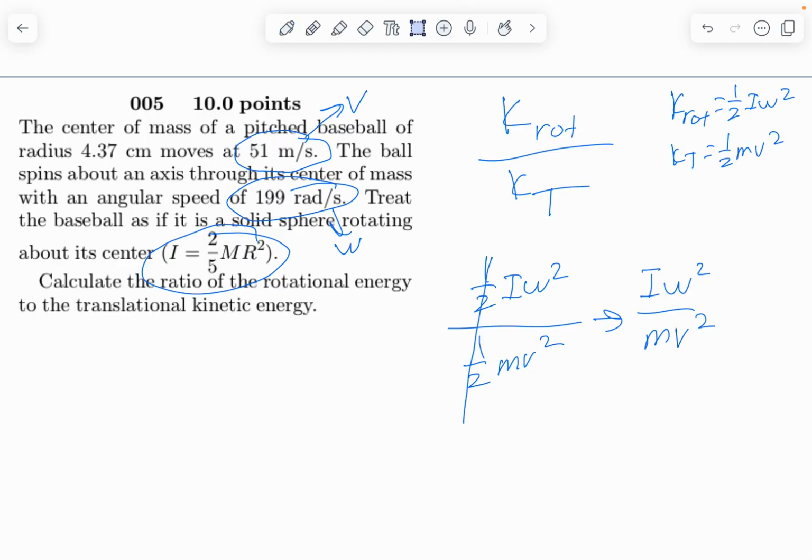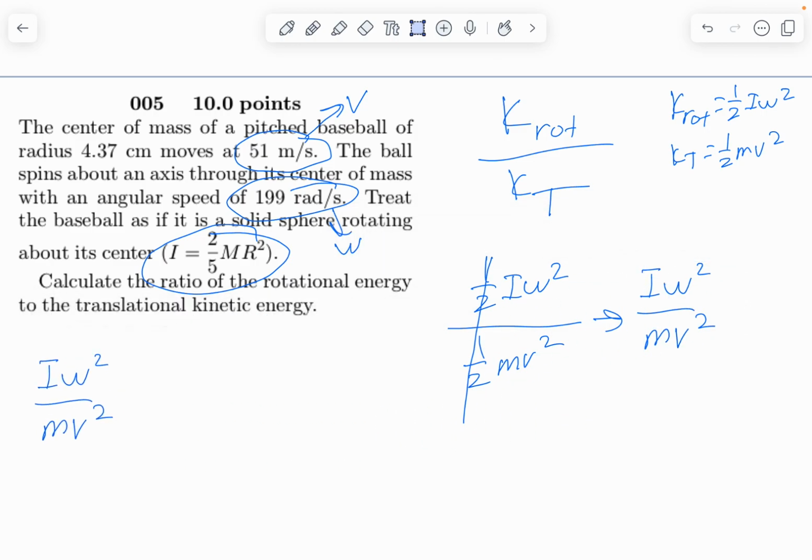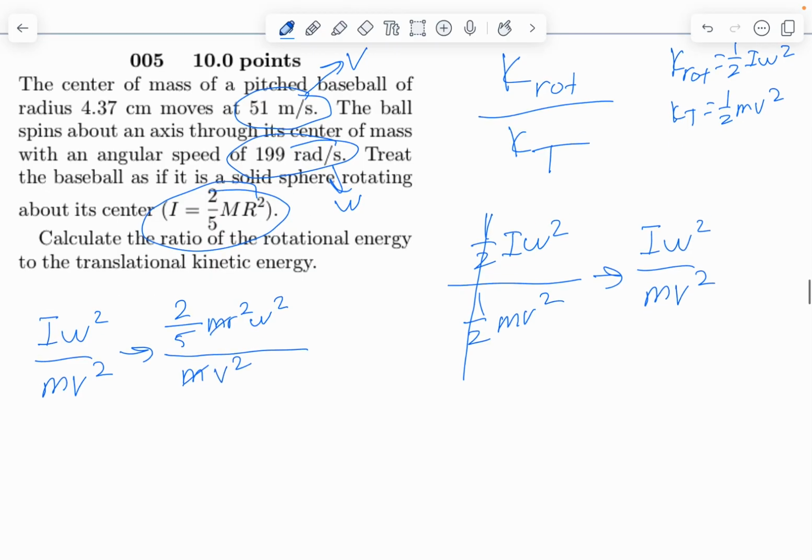So then what we'll do is instead of I, right? I'll just copy this, get myself some room. Instead of I, we'll do 2/5 mr squared. So it'll be 2/5 mr squared omega squared over mv squared. M on top, M on the bottom, cancels out. And then I'll just move the 5 to the bottom. So what we have is 2r squared omega squared over 5v squared.